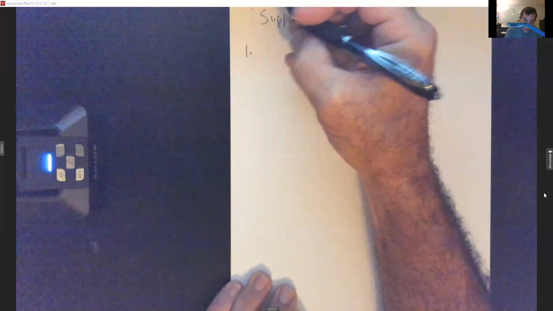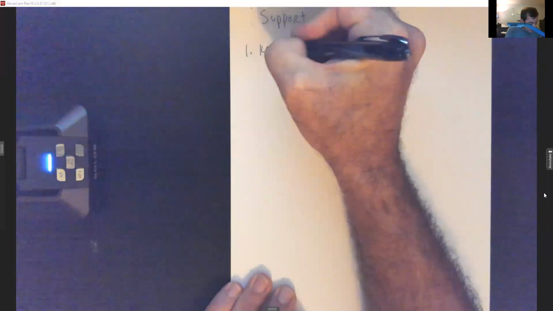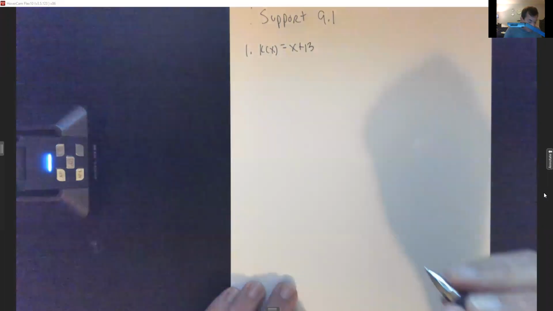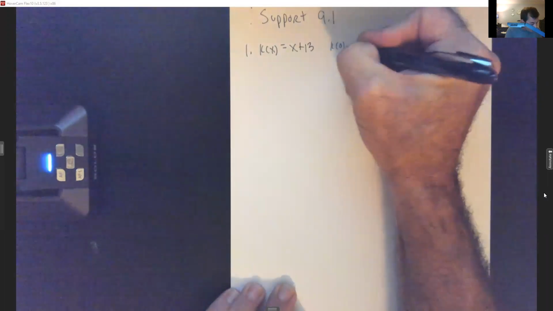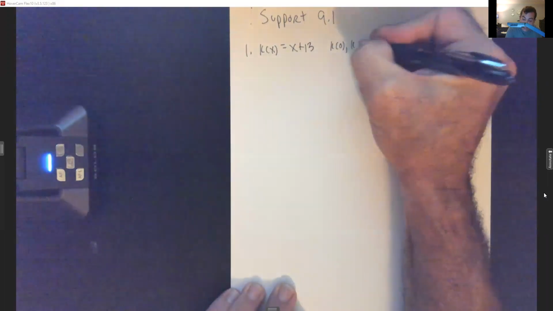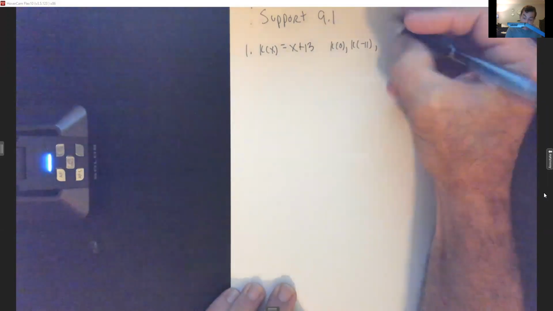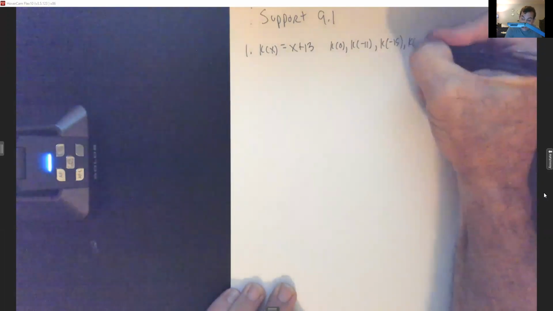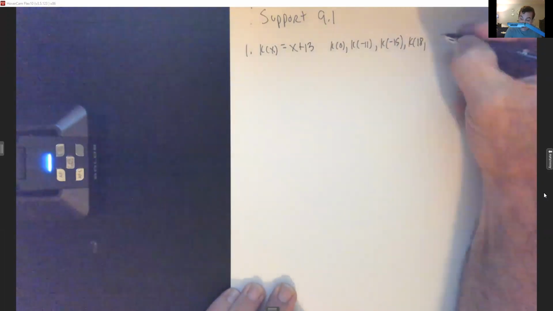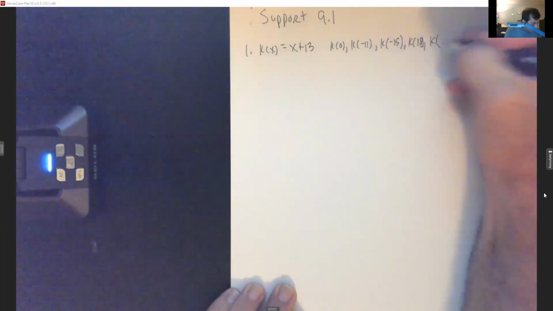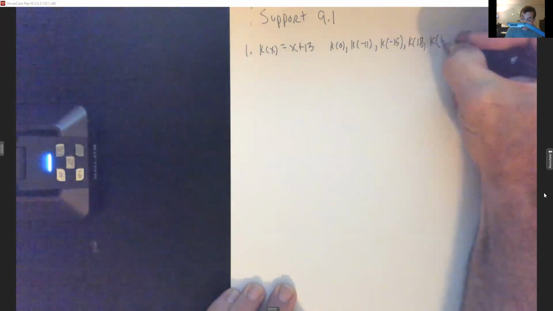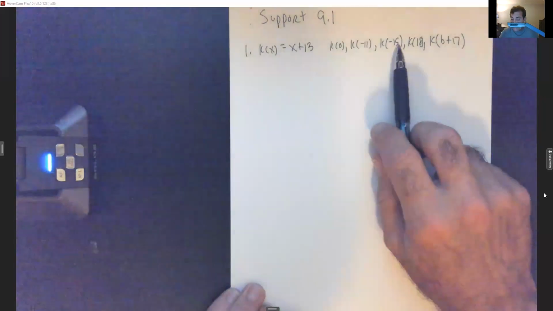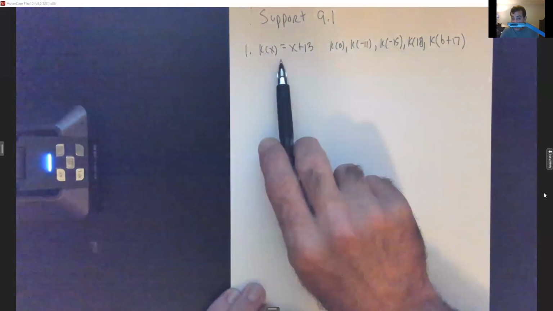they're giving me a function, k of x equals x plus 13. They want me to find each of the following: k of 0, k of negative 11, k of negative 15, k of 18, and then k of b plus 17. So basically, this is 5 problems, 1, 2, 3, 4, 5. I'm going to find each of these function values given this function.